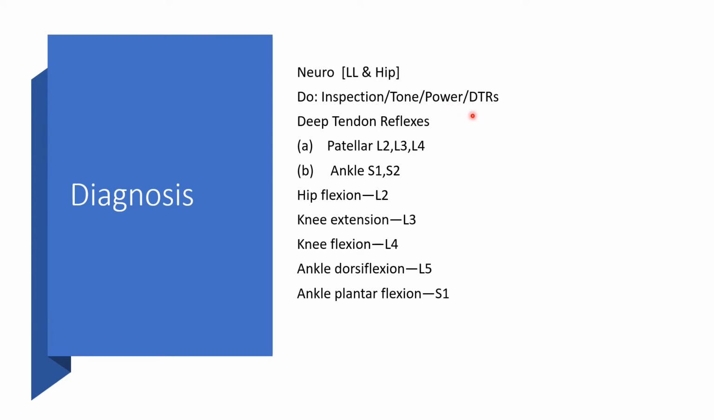Then we are going to have deep tendon reflexes. Patella is L2, L3, L4, while ankle will be S1, S2. And then hip flexion is L2, knee extension is L3, knee flexion is L4, ankle dorsiflexion is L5, ankle plantar flexion is S1. The reason is there will be a time when we will need this dorsiflexion and plantar flexion to distinguish certain features in a bit.